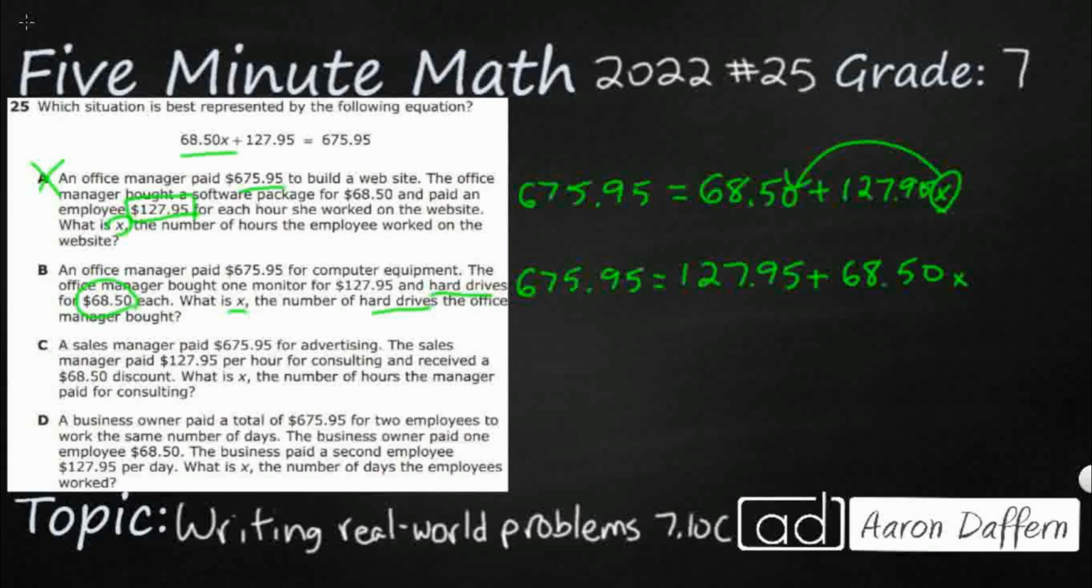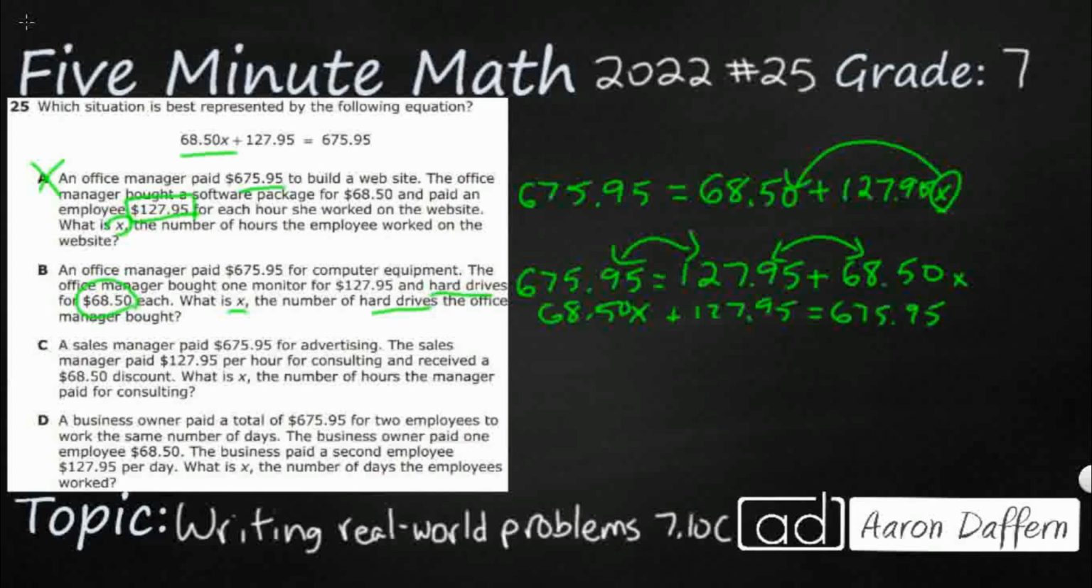How's that looking? Well, it's in different order, but remember, it doesn't matter which side the equal sign is on, right? So we can flip this. And this is the commutative property of addition, right? We can add those in any order. So yeah, we can rewrite this as 68.50 X plus 127.95 equals 675.95. Yeah, sure. All right, so B's looking pretty good.